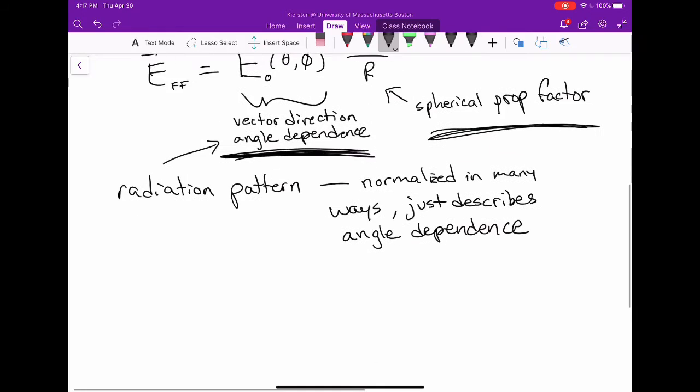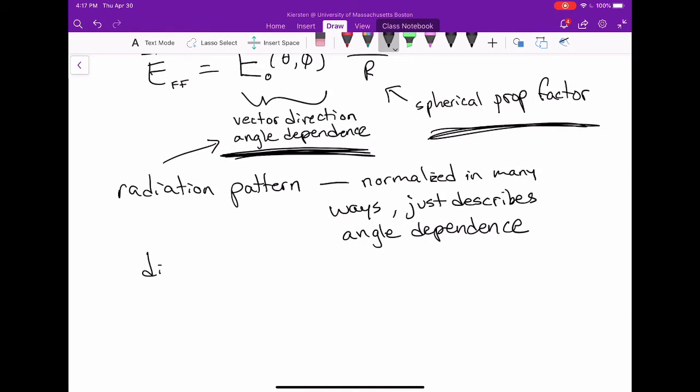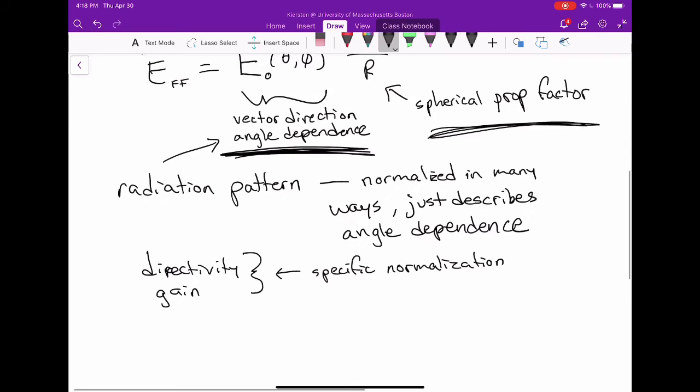On the other hand, we have things like directivity and gain, which are more specific ways of normalizing this angle dependence. And we'll talk more about those later and how they're different from each other. I'm going to tell you a few other important antenna words to begin with, and then we'll sort of jump in to all of these different antenna metrics.